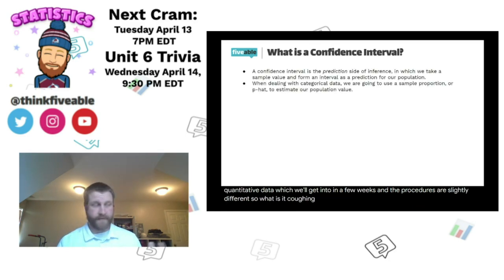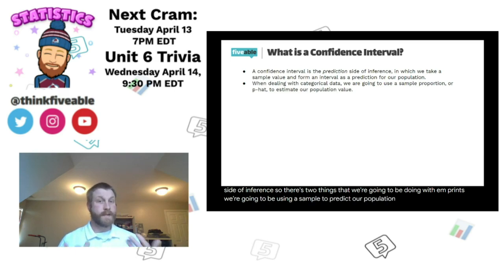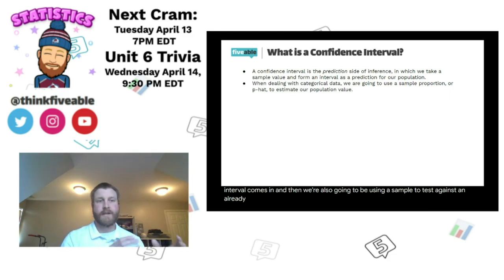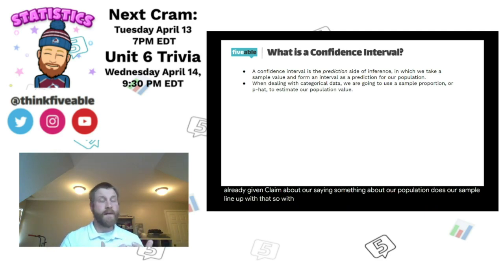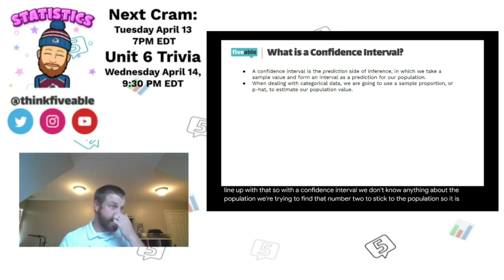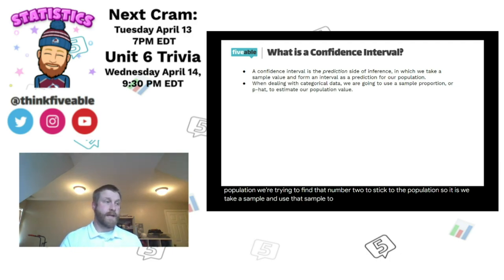So what is a confidence interval then? A confidence interval is the prediction side of inference. So there's two things that we're going to be doing with inference. We're going to be using a sample to predict our population. That's where confidence interval comes in. And then we're also going to be using a sample to test against an already given claim about our population. Okay, so somebody's saying something about our population. Does our sample line up with that? So with a confidence interval, we don't know anything about the population. We're trying to find that number to stick to the population. So we take a sample and use that sample to create a prediction.